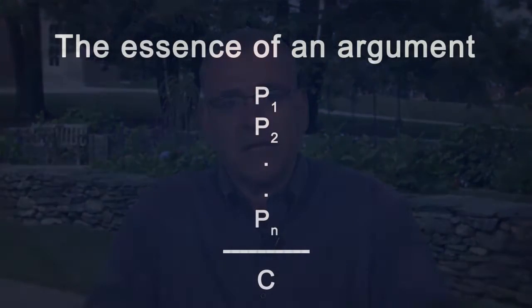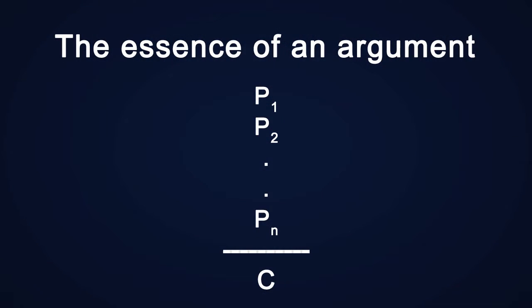So more abstractly, the essence of an argument we can characterize as P sub 1, where each P is a proposition, P sub 2, P sub 3, all the way down for some finite number up to P sub n, and then there will often be a horizontal line indicating that these are supposed to be the premise set for the argument, and under that line is what's known as the conclusion, proposition C. P1 through Pn are the premises, C is the conclusion. That's going to be the essential structure of an argument for our purposes.